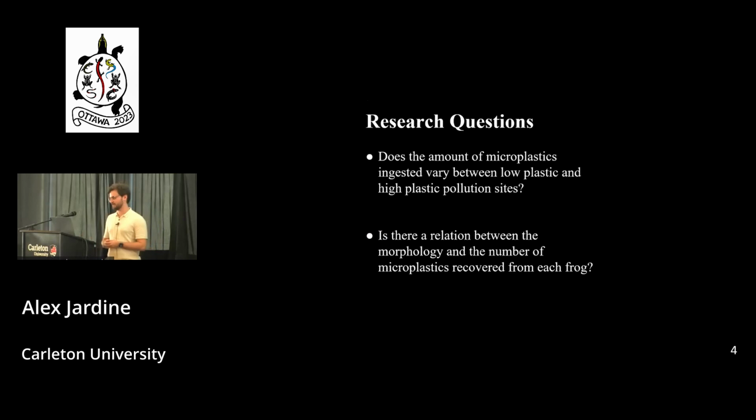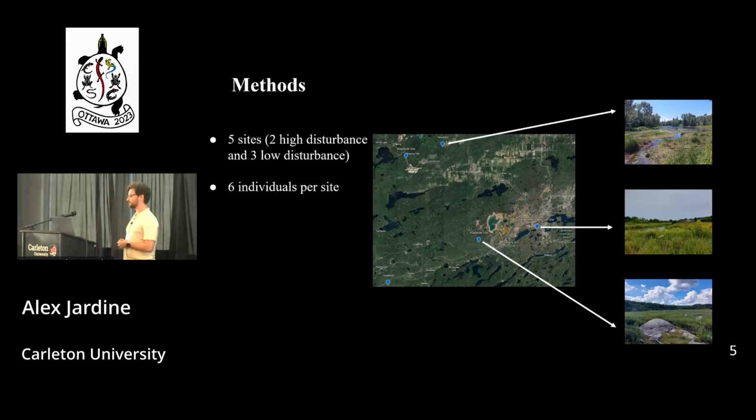So we had five study sites, two of which were presumed to be of high disturbance, so that's those higher traffic areas with a lot of anthropogenic activity, and three low disturbance sites, which were more rural and less occupied. So a total of six frogs were collected from each site for a total of 30.